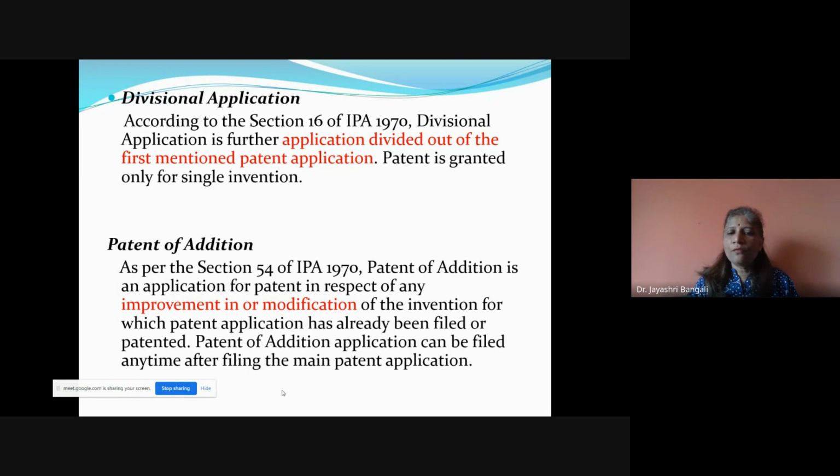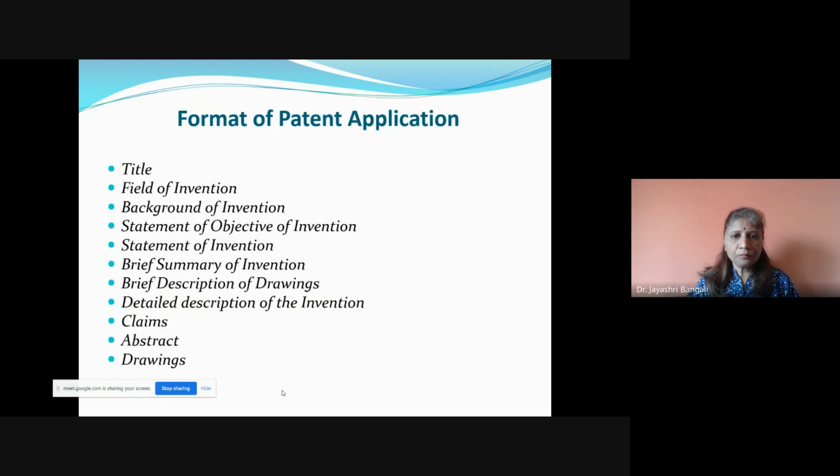The next is the patent of addition. It means you have already applied for a patent for a particular invention, and meanwhile you have done some improvement or modification in your invention. Then you can add this through this patent of addition application.